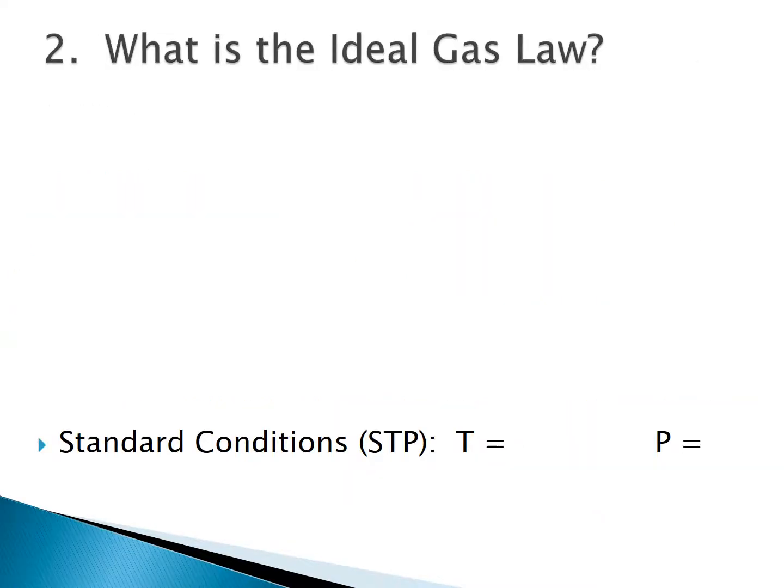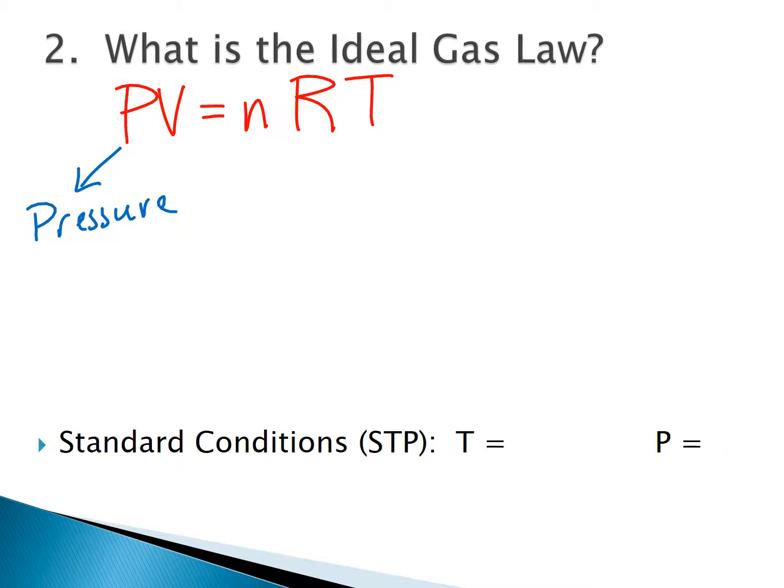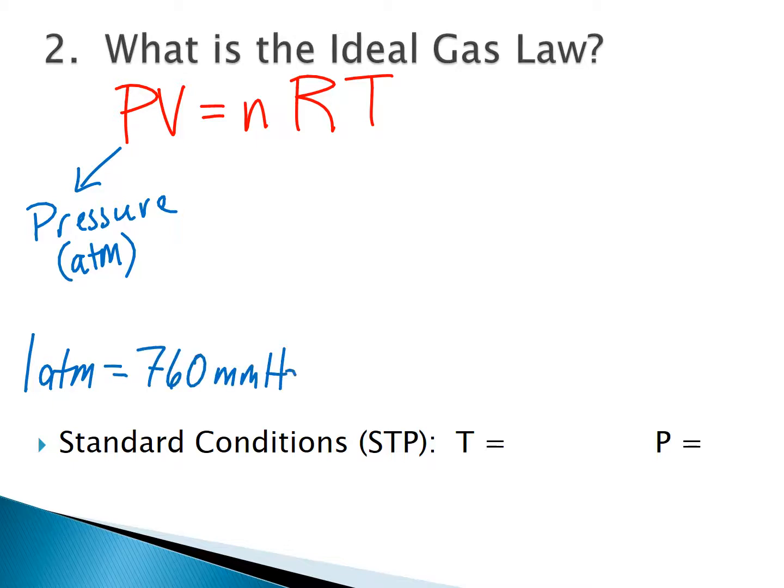All right, so what is the ideal gas law? Well, here it is. The ideal gas law is PV equals nRT. You may be saying, what does that mean? Well, let me go ahead and define all these terms. P is the pressure, and pressure in this equation must be in atmospheres. So you have to remember that 1 atmosphere is equal to 760 millimeters of mercury, and it's also equal to 101.3 kilopascals.